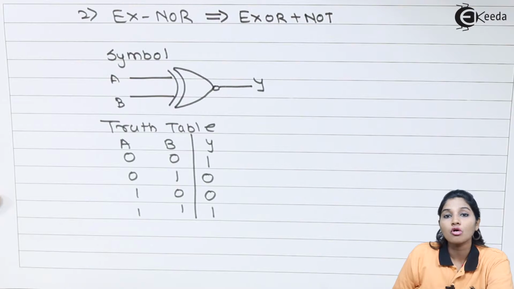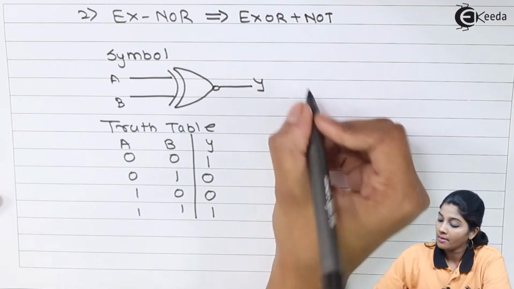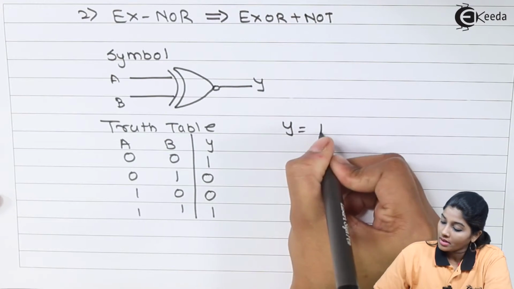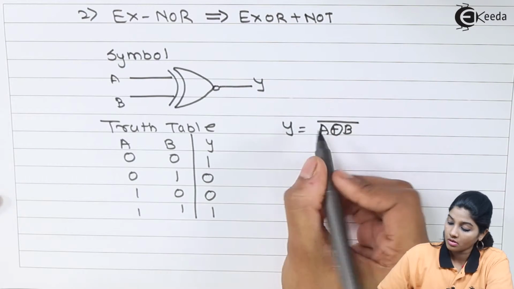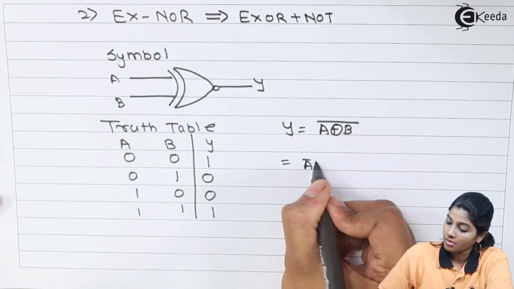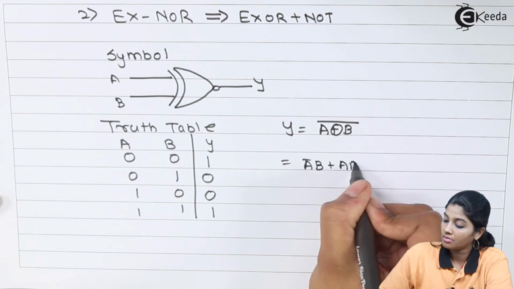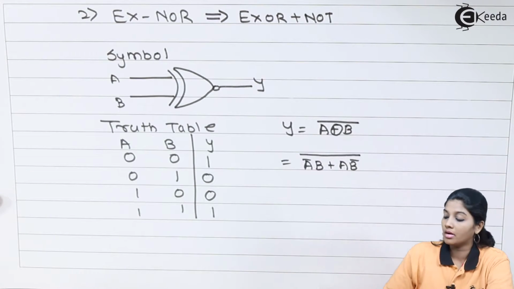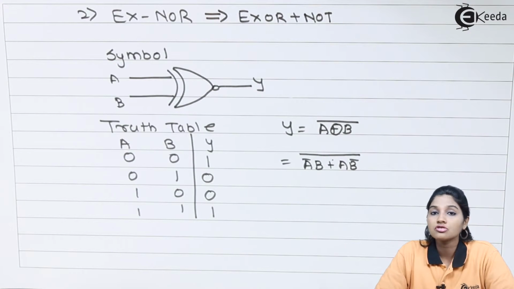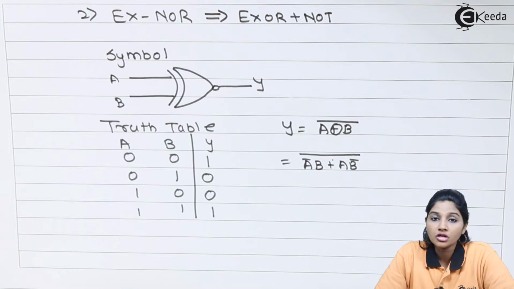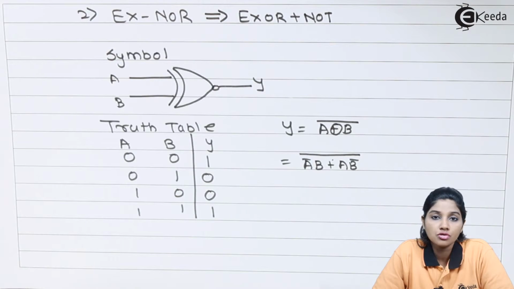The logical equation of XNOR is represented by Y is equal to A XOR B the whole bar. So we can say A bar B plus A B bar the whole bar. So this is how the XNOR gate is represented. In this case, when voltage levels are different, the output goes low, which is the opposite version of the XOR gate, and therefore it is called the exclusive NOR gate.